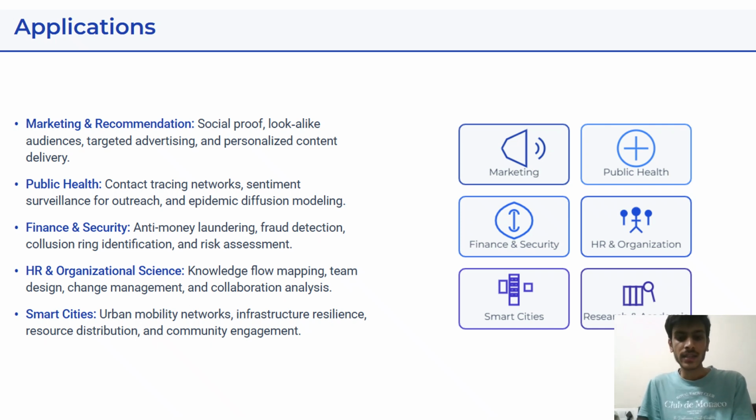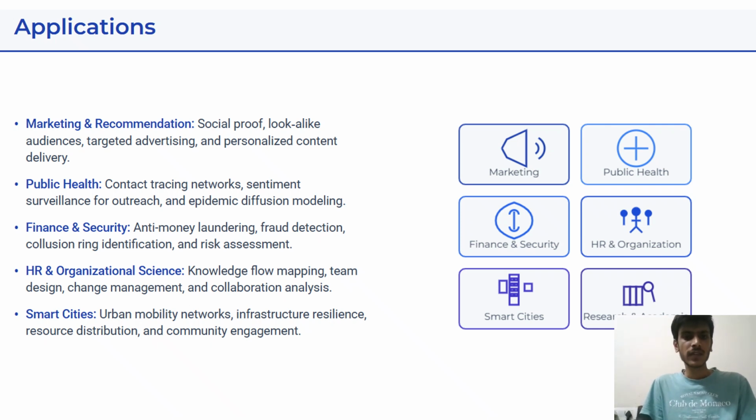Social network mining has broad applications. In marketing, it identifies influencers and predicts product diffusion. In healthcare, it tracks disease spread and patient interaction. In finance, it detects fraud and insider trading. It's also used in HR analytics and smarter city planning, a truly versatile field.